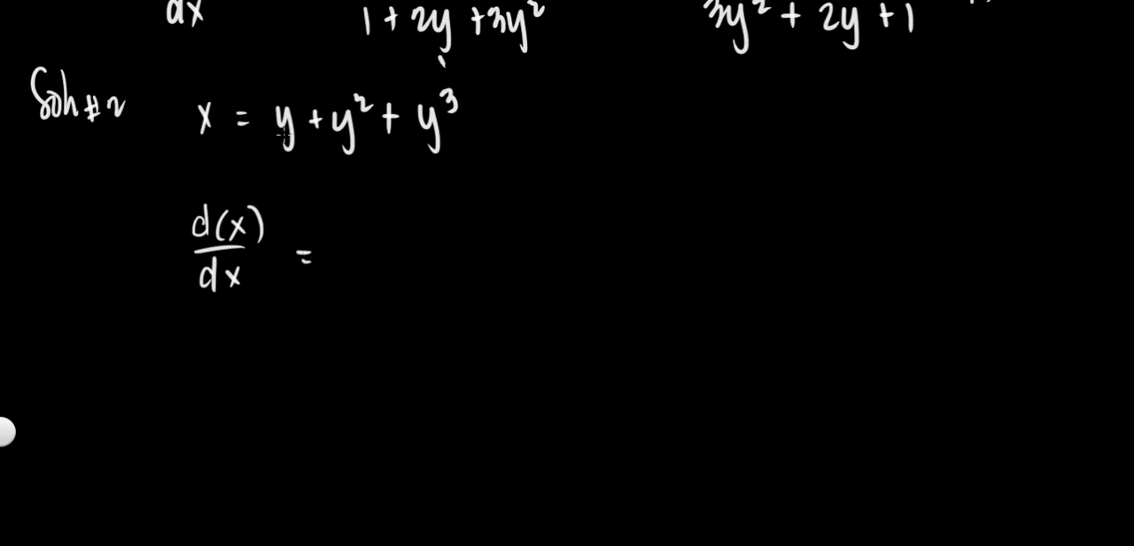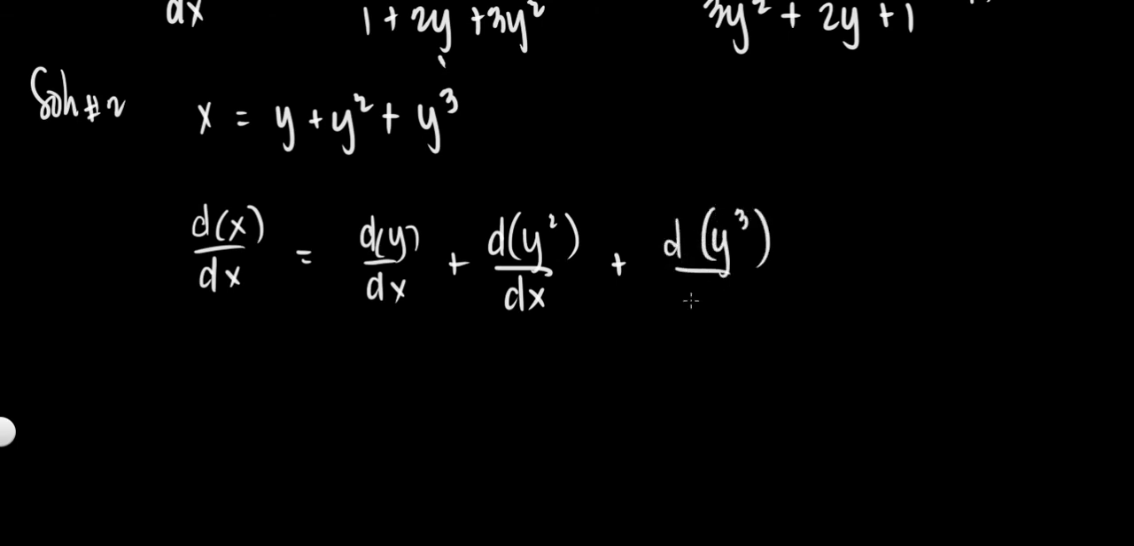Okay? So, what is the derivative of y with respect to x? O, derivative of y with respect to x. Okay? Then, what is the derivative of y squared with respect to x? Derivative of y squared with respect to x. Okay? Then, what is the derivative of y cubed with respect to x? Okay? Then, again, this is 1 equal to dy over dx.